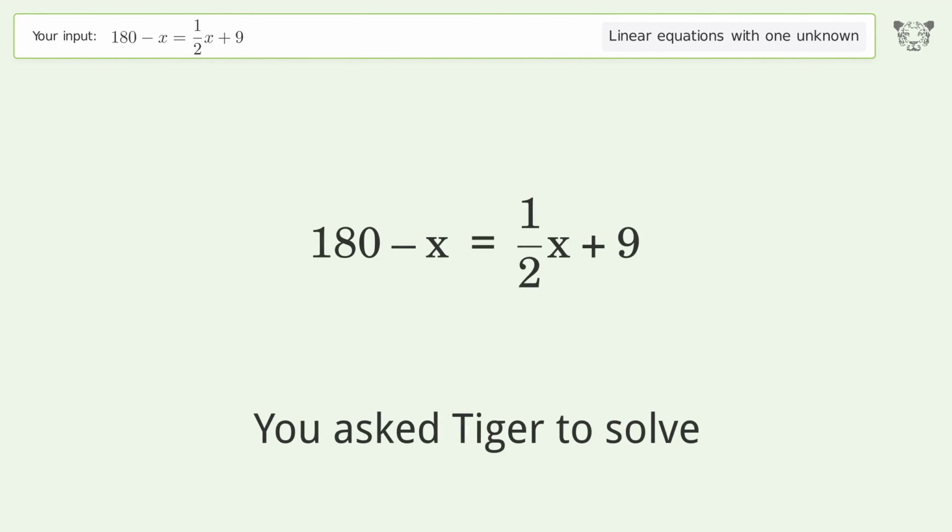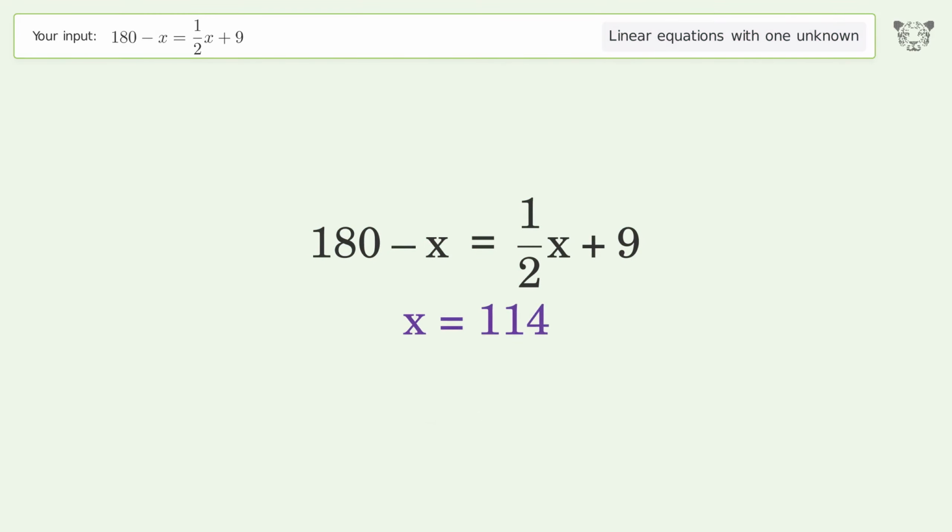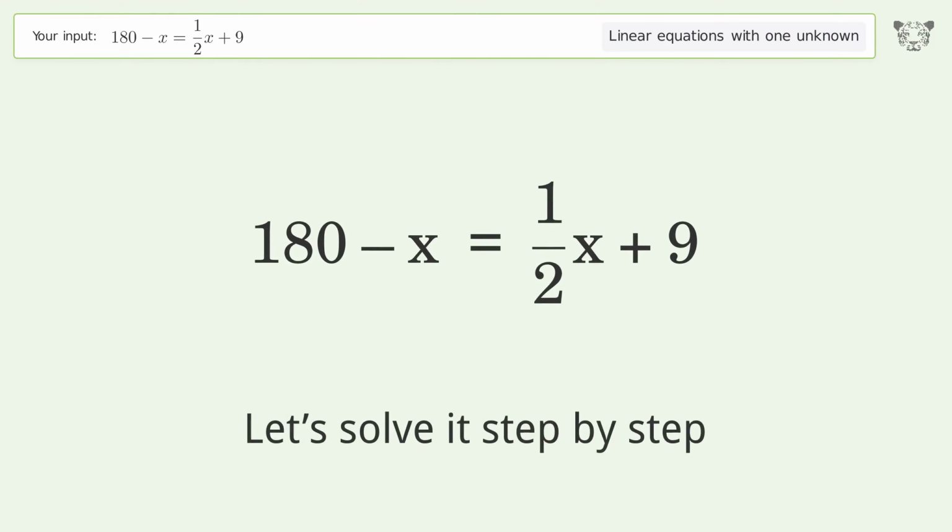You ask Tiger to solve. This deals with linear equations with one unknown. The final result is x equals 114. Let's solve it step by step.